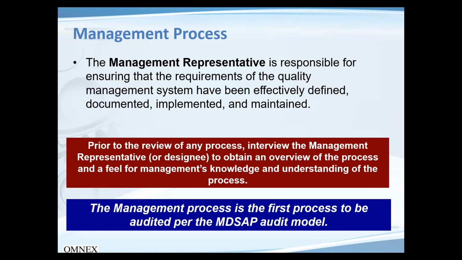we must first talk to the management representative, and if not available, a designee is okay, and understand how the process works, and what the controls are, and what the risks are that they have identified, even before we start the audit. The management process is the first process to be audited, and from there we follow the sequence of auditing, like management process, MAI, D&D, PSC, and purchasing, as the audit trail or the sequence of auditing suggested by MDSAP.